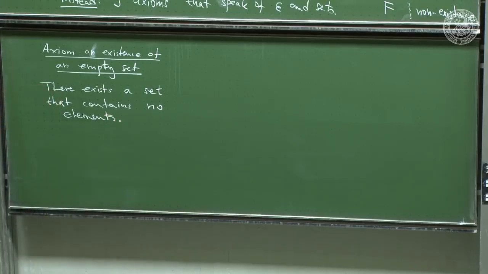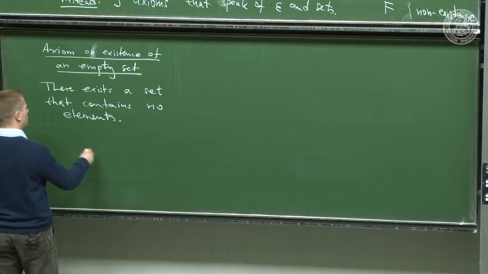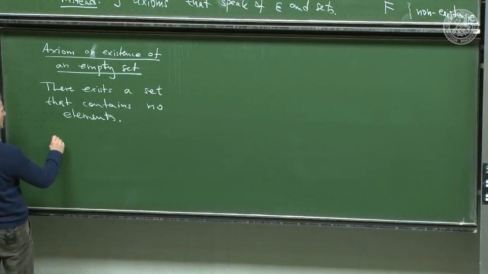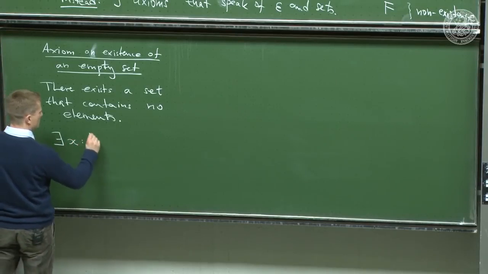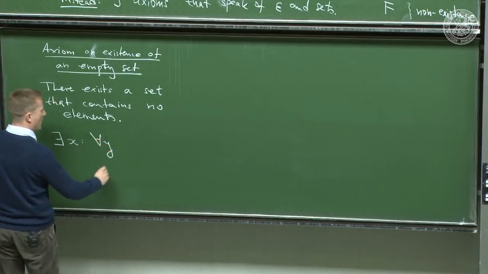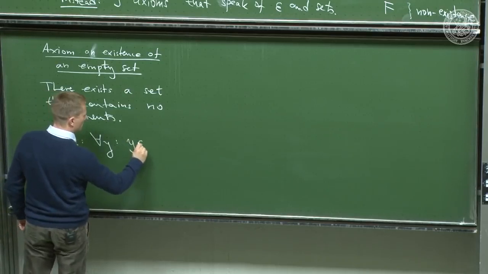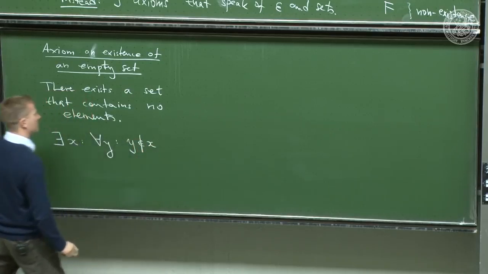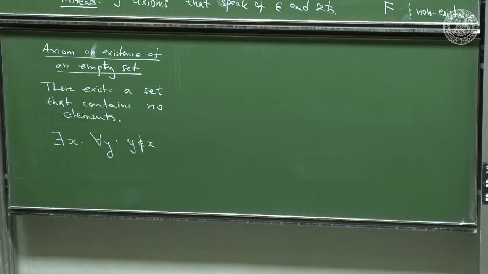What does that mean? Well, we agreed on having a precise language. That means there exists a set, let's call it X, such that for all y, it is true that y is not an element of X. This is the precise formulation of the statement: there exists a set that contains no elements.